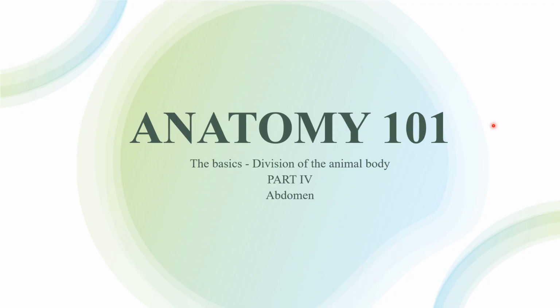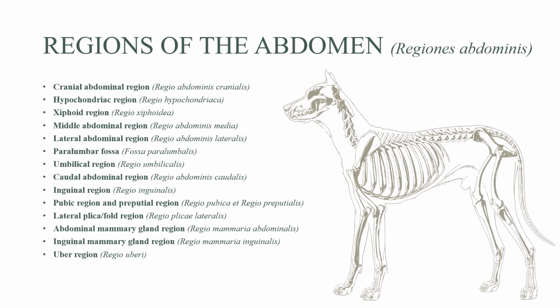Today we are back to Anatomy 101, covering the basics, division of the animal body. This is going to be part 4, and we will be talking about the abdomen portion. As always, we will begin with the terms, so you can stop the video here if you want to write these down or take a screenshot.